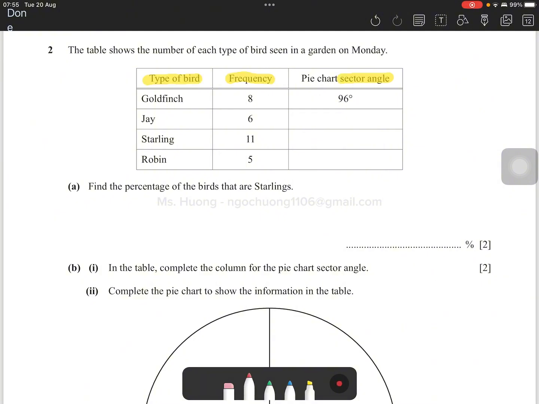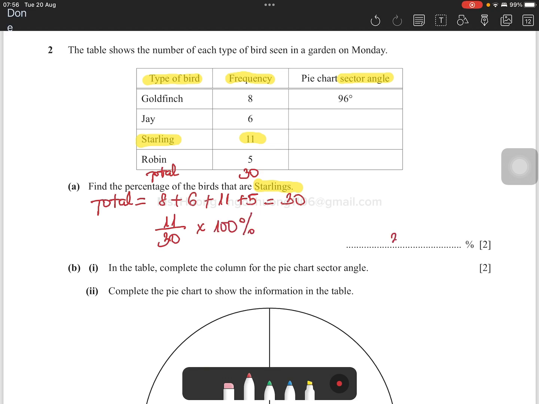To do this, first of all, we need to find the total number of birds. The total is equal to 8 plus 6 plus 11 plus 5, which is 30. So I'll write the column of the total here, 30 birds. And the number of starlings is 11. So the percentage is 11 out of 30. Then we multiply it by 100%. So this one is equal to 36.7%.